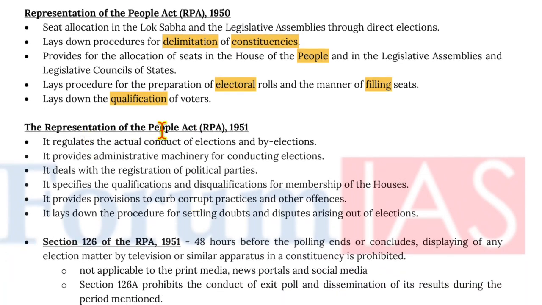Now, the Representation of the People's Act 1951 regulates the actual conduct of elections and by-elections. It provides administrative machinery for conducting elections. It deals with registration of political parties. It specifies the qualifications and disqualifications of membership of the House. It provides provisions to curb corrupt practices and other offences. It lays down the procedure for settling doubts and disputes arising out of the elections.